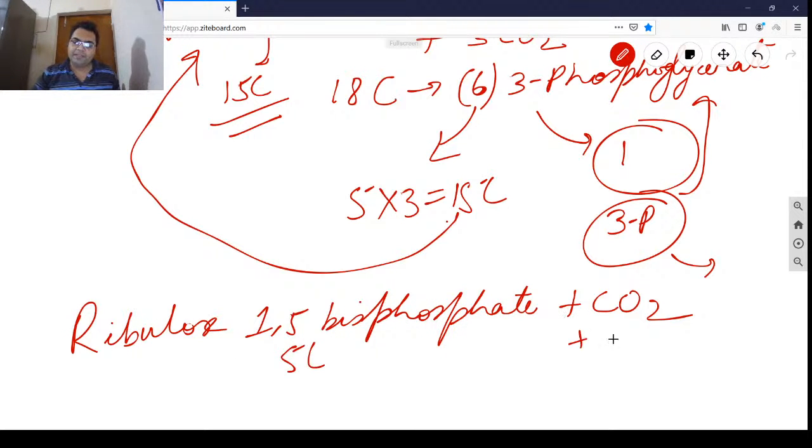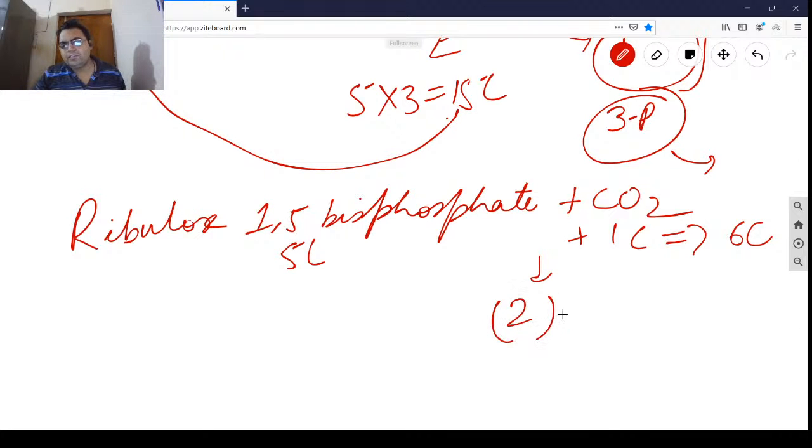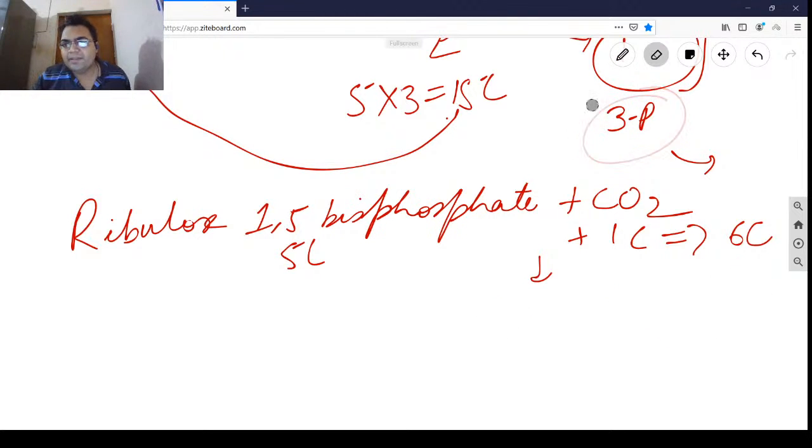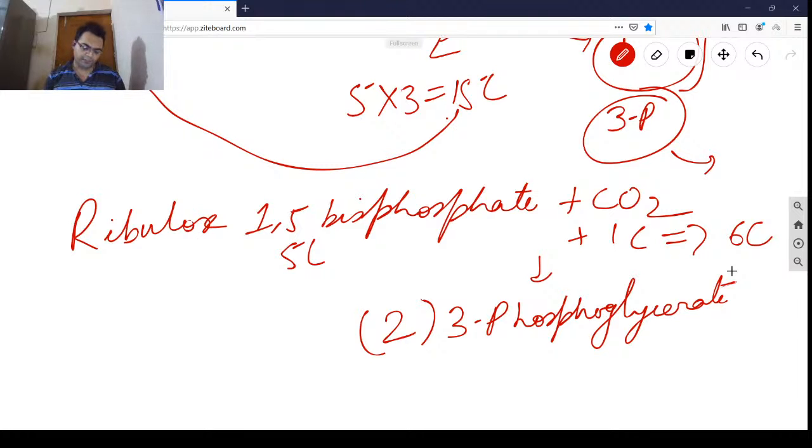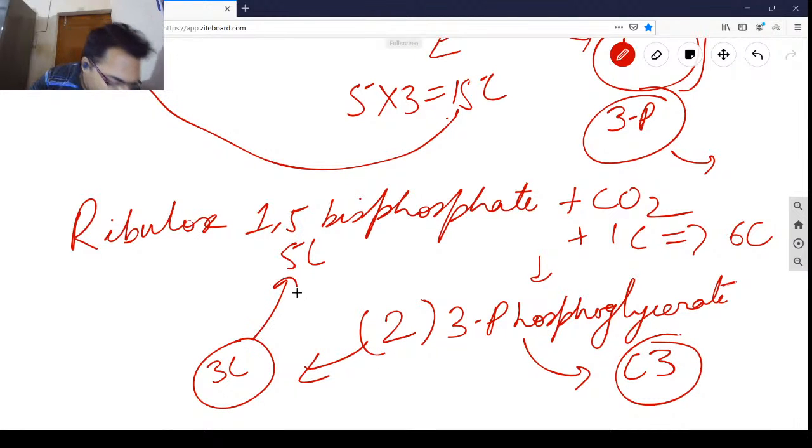5 carbon plus 1 carbon, total 6 carbon. Now how will you be able to regenerate? What you are producing is 3-phosphoglycerate from here, right? Because that is 6 carbon, and this is 3 carbon each, they will be able to produce 2 molecules of 3-phosphoglycerate. So when you are able to produce 2 of 3-phosphoglycerate, how will you be able to regenerate the entire ribulose 1,5-bisphosphate? Because one of them will go towards the entire C3 cycle and only 3 carbon is remaining, which is not equivalent to 5 carbon. You can never ever regenerate ribulose 1,5-bisphosphate by that method.